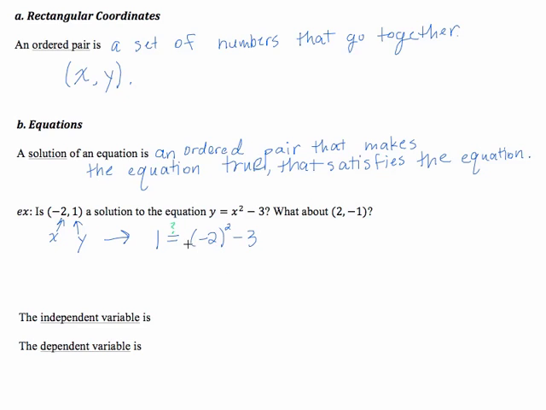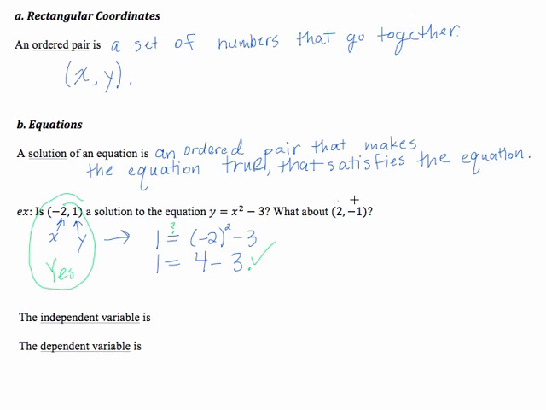Those parentheses right there are very important because -2 times itself, when we square it, (-2)² is actually positive 4, which is different than the negative of 2 squared, which I'll write in a moment. So 1 does equal 4 - 3. So yes, that one is a solution, we would say, because it made the equation true.